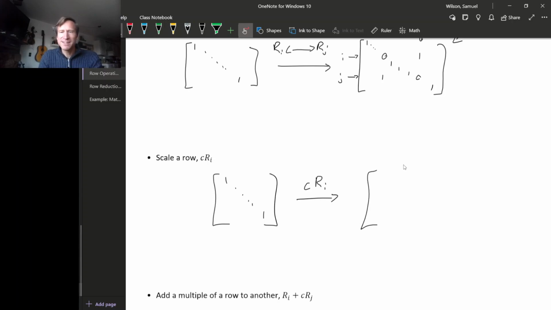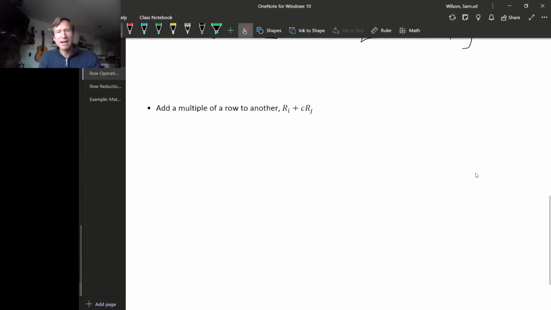Of course, what that does is, most of the entries are still 1 down the diagonal. Off the diagonal everything is 0, of course. And then in the ith row and the ith column, doing this row operation to the identity only changes the 1 in this position, and it changes it to c. So multiplying on the left by this matrix does a row scaling.